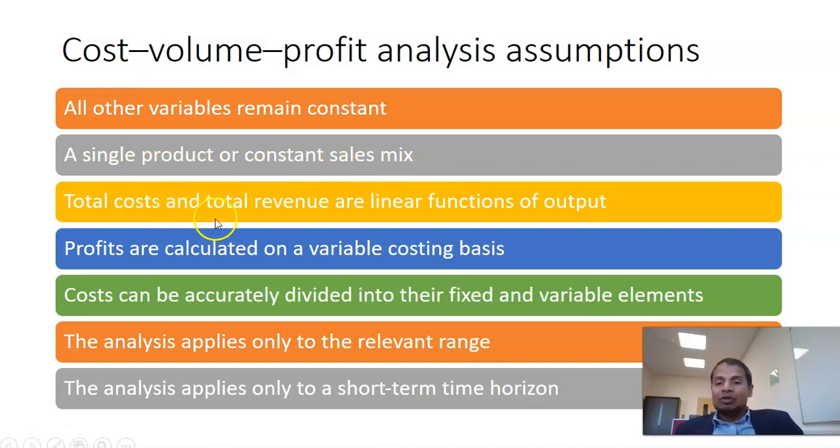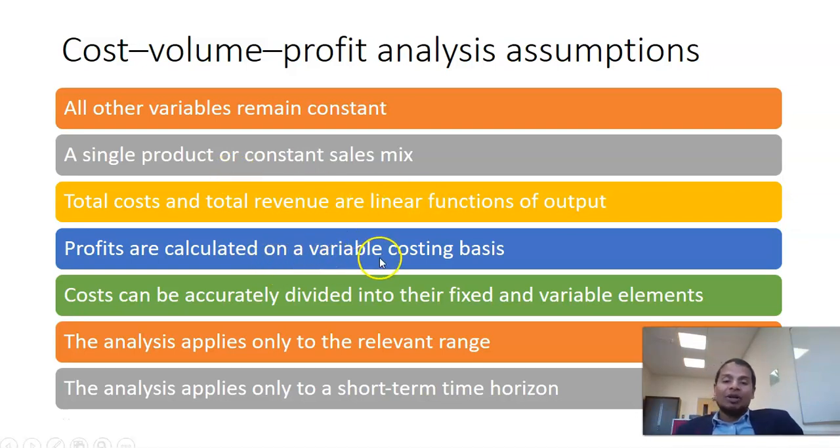All right, total cost and total revenue are a linear function of output. Okay, so that is y equal to a plus bx. It's a linear function. Okay, it's not a quadratic or concave or convex line. It's a straight line. So the relationship between cost and revenue is a linear function.